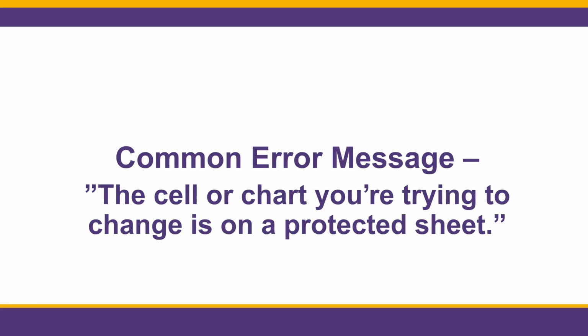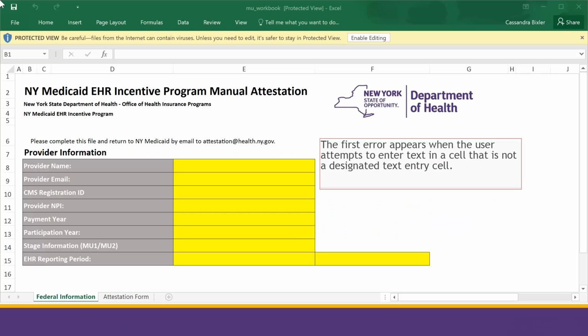Let's continue. In this tutorial, we will look at 3 common error messages that users experience when entering information into the Meaningful Use Workbook. We will discuss why you may receive this error and what you can do to correct the issue. The first error is, the cell or chart you're trying to change is on a protected sheet.